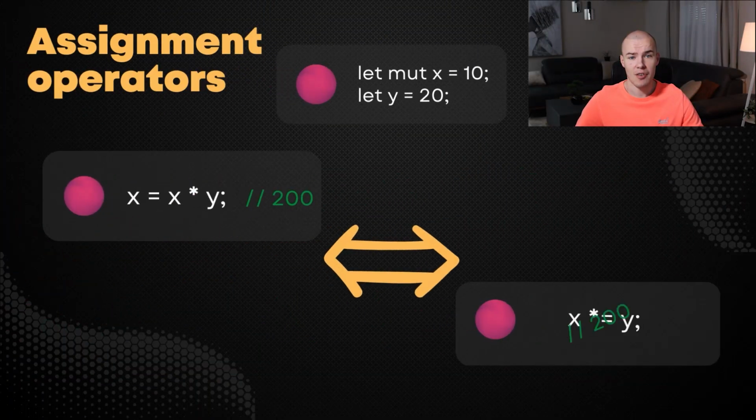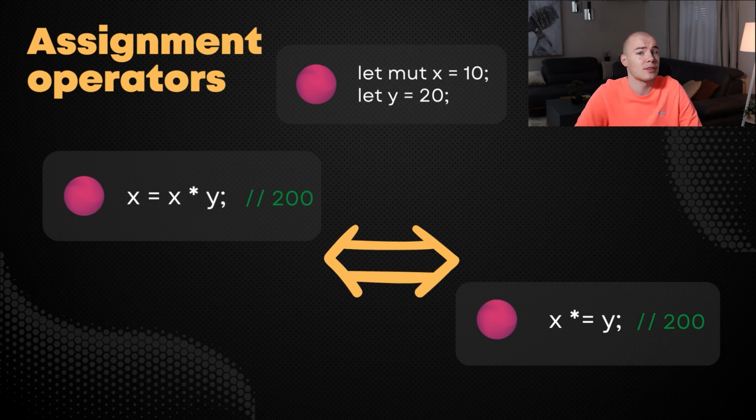And while we're here, we're going to cover multiplication, because it's basically the same story. We have the first scenario where we're going to say x is equal to x times y, and we will get 200 as a result, because 10 times 20 is 200. And also we can use notation x times equals y. And we will again get 200 as well, because everything is exactly equivalent.